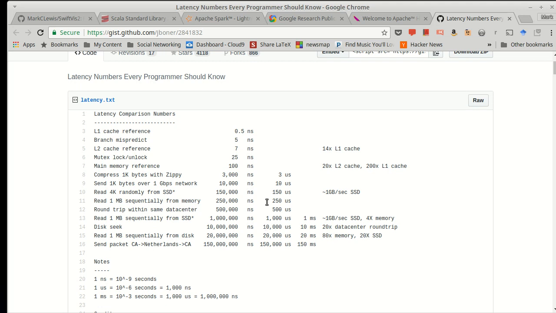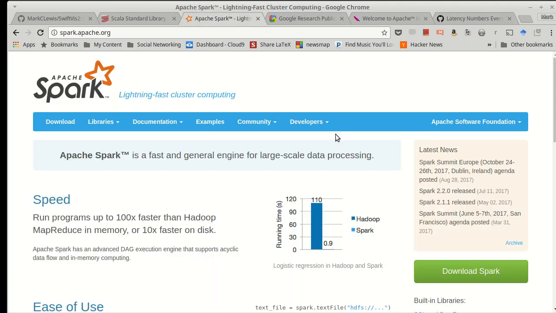This is basically where Spark comes in. So Apache Spark was originally born as a project at Berkeley, and then after it had gained a certain level of maturity, it was moved over to be an Apache project, and it's now the most active Apache big data project. And as you can see here, it runs programs up to 100 times faster than Hadoop. The key there is because Spark does a lot more of its operations in memory.